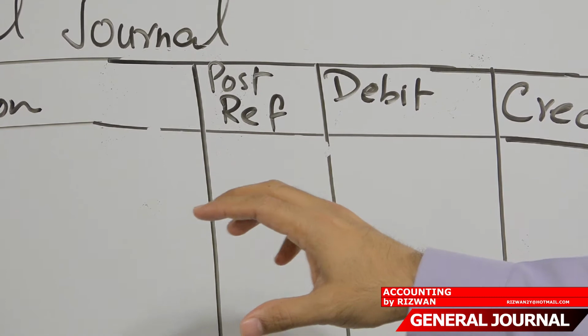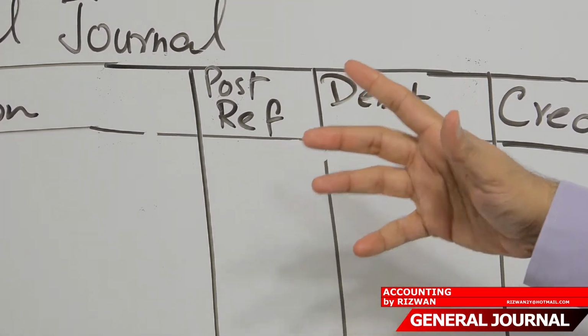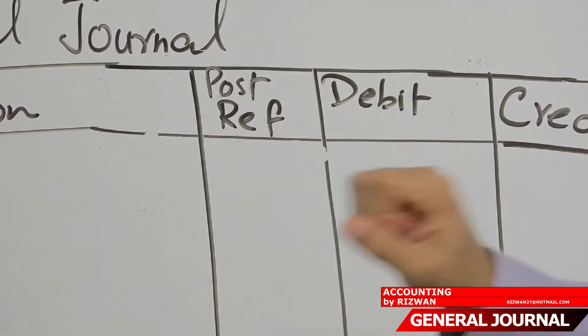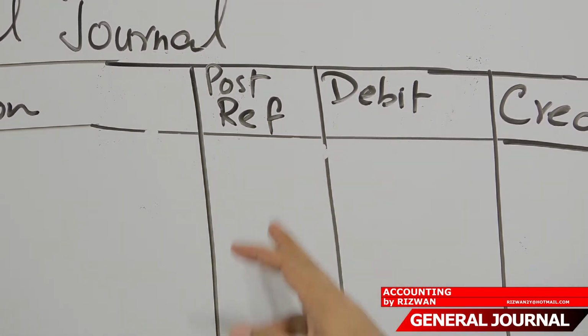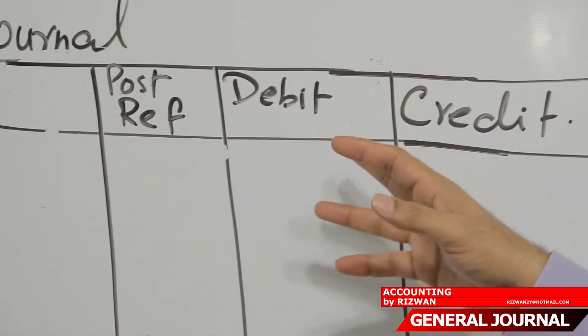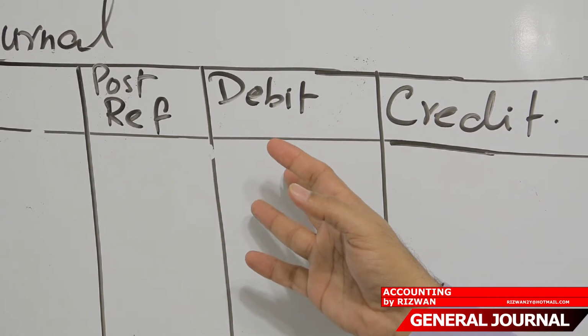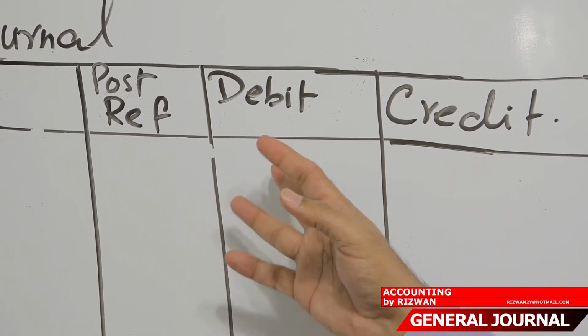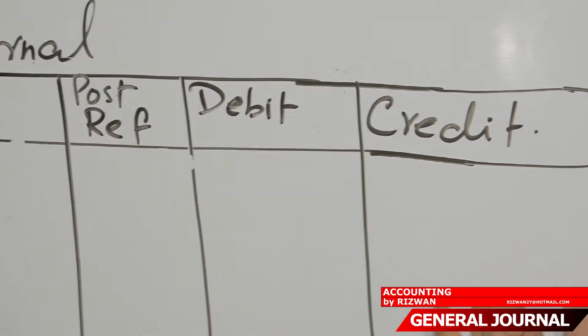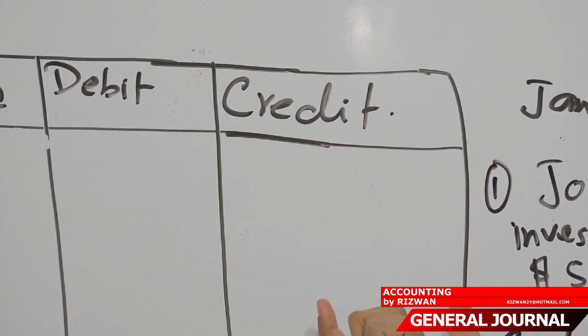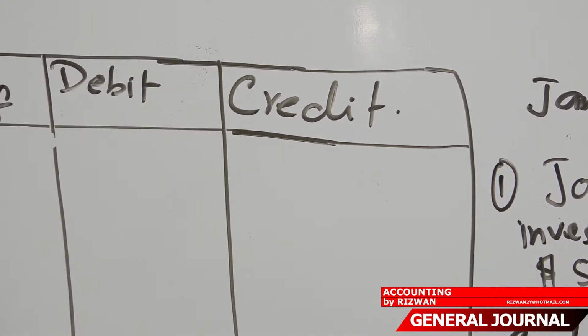Remember that we were talking about 101 for cash, or 301 for capital, those kinds of things. This is what we are going to put over here, the account numbers. And the amount, whichever account will be debited, we are going to put that amount over here, and the credit amount goes in the next column. This is how we are going to do that.